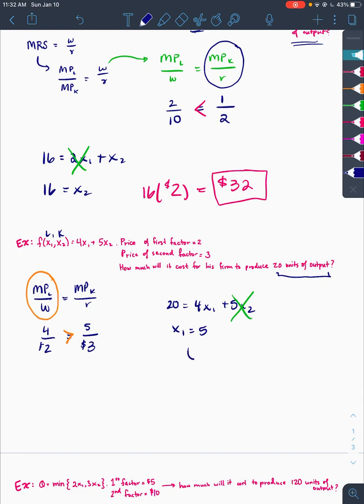And to find out the cost, I'm just going to multiply the price times how much of this I'm going to use. So it's just going to be the price, $2, times 5, and we should get $10 as our cost. And that's the answer to this one.